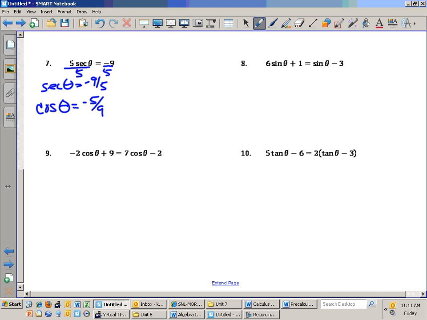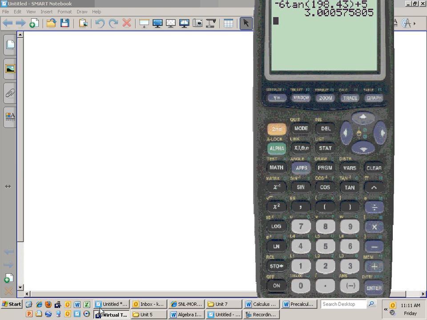Which quadrants is cosine negative in? 2 and 3. It's positive in 1 and 4. It's negative in 2 and 3. So I take out my calculator and I do cosine inverse of negative 5 divided by 9. And I get 123.75.